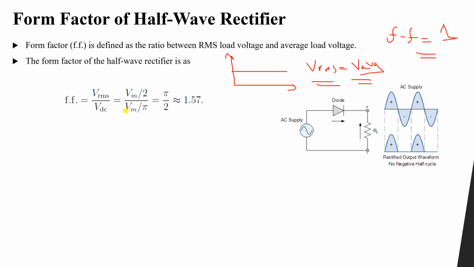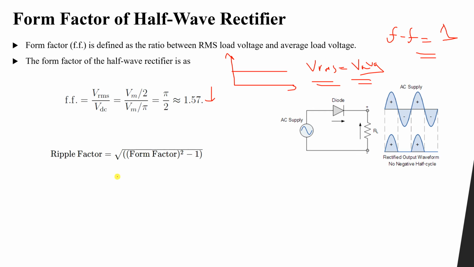So the farther the form factor is away from 1, it means that the circuit is much worse. The lower this value, or the closer to 1, the better the rectifier is, because V average is close to VRMS.